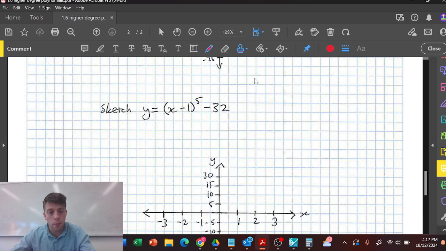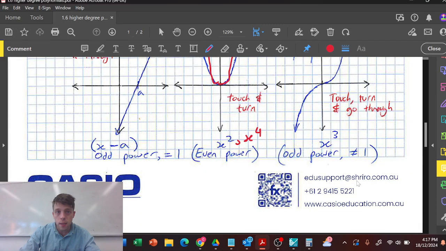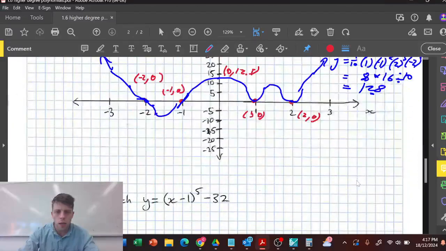All right, another quick example. I'll try and speed through this one. Okay, so we need to graph this in some way, shape, or form. How will this look? Well, what we might imagine here is this is a graph of y equals x minus 1 to the power of 5. This is an odd factor, so we don't freak out when we see a power of 5 there. It's just an odd factor. It's just going to be another touch, turn, and go through type graph.